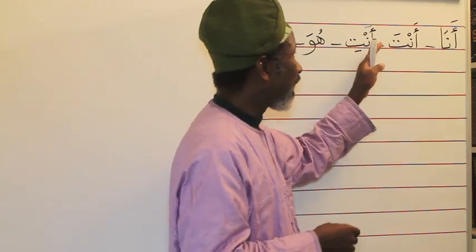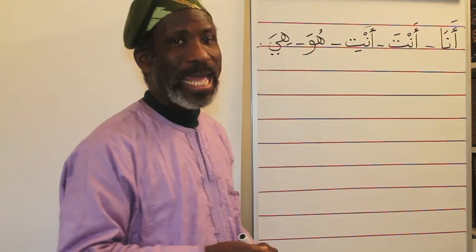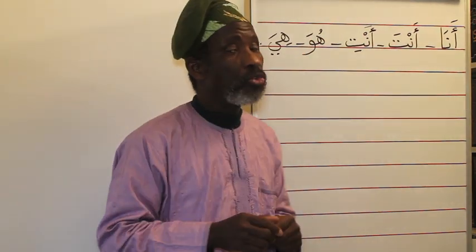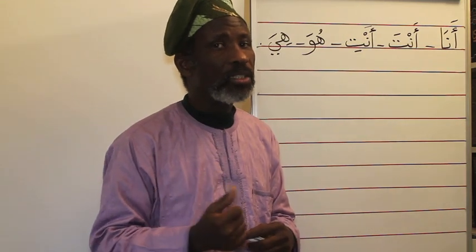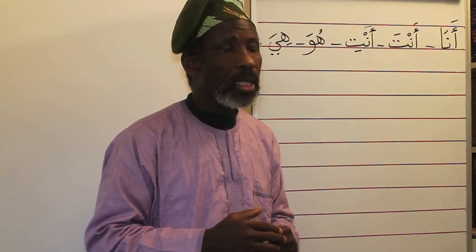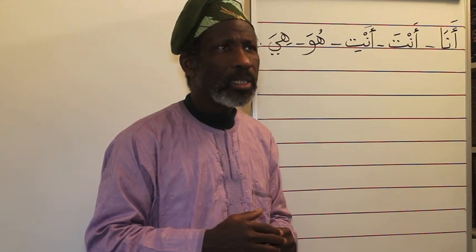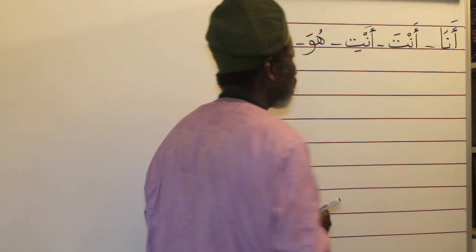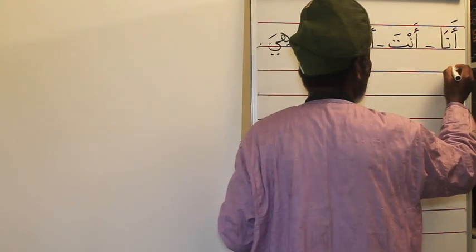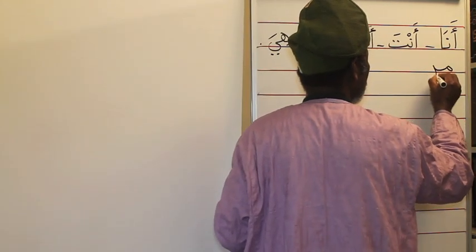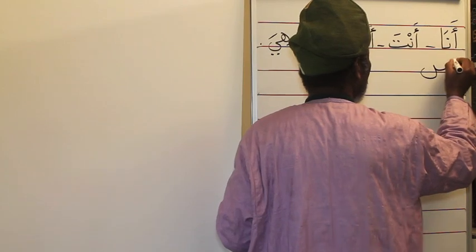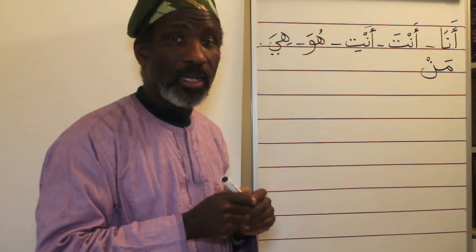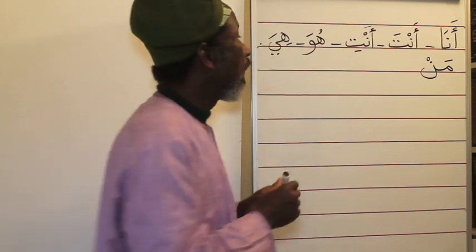So ana, anta, anti, huwa, hiya. Now let's see, can you see the way you can use that in a phrase? I can say how do I say who, remember who? Okay, I write it, can you say it for me please? That's man. Man. Who? What about this?